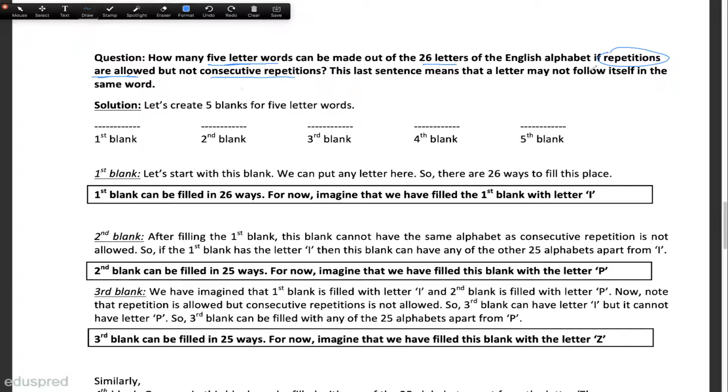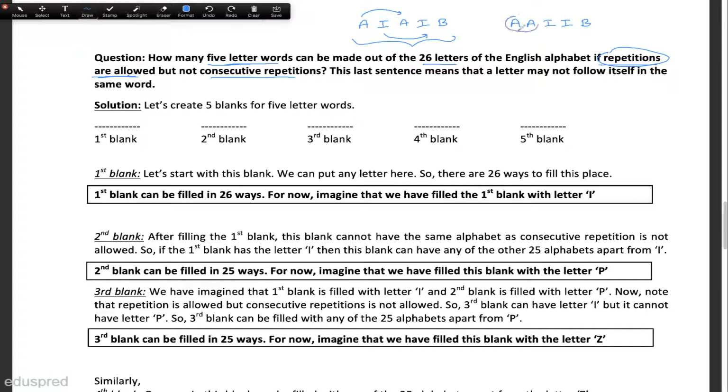So let me first explain the meaning of this: repetitions are allowed but not consecutive repetitions. This means that words like A, I, B are allowed. See what's happening in this word: A is repeated, I is also repeated, but this is not consecutive repetition. What would be an example of consecutive repetition? Consecutive repetition would mean that I have A, then let's say I, B.